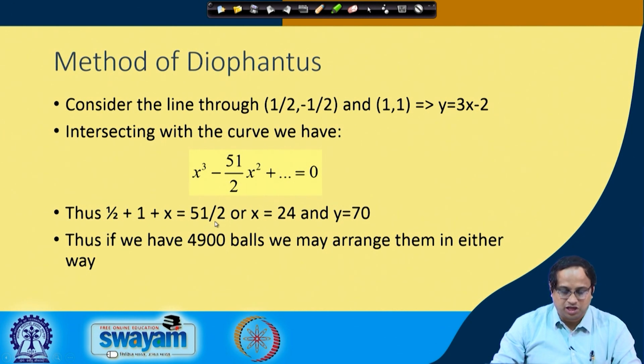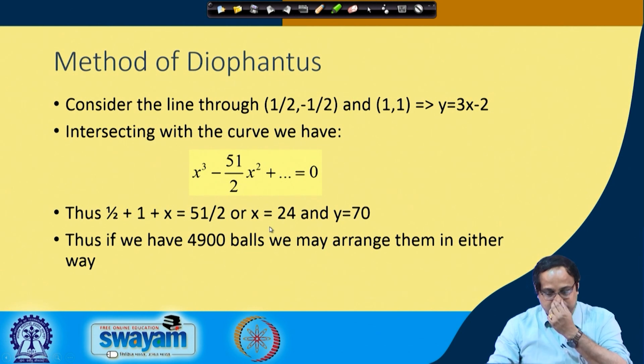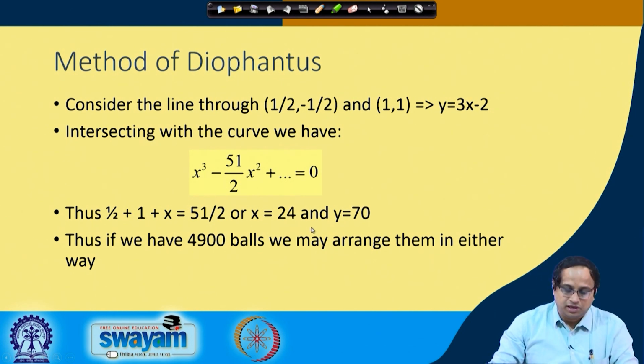Okay. So now I obtain an integral value of x. That means in this case x is equal to 24. Okay. And I am lucky that this is an integer, and therefore I obtain that y is equal to 70. So I can tell that y squared, which is 4900, is the number of balls which can be arranged in both of these manners.